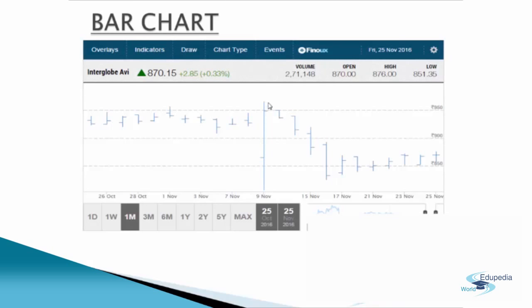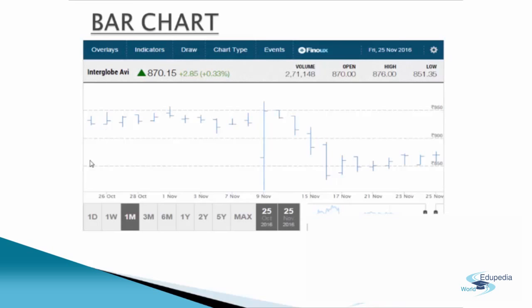These two are about the open and the close price. This is the highest peak of the day. This is the lowest one of the day. That's how it is done. That's how a bar chart usually flows.